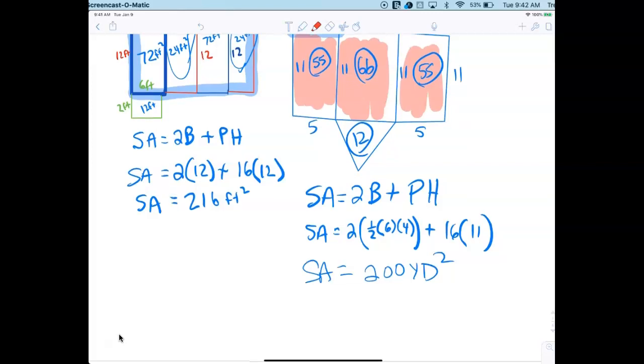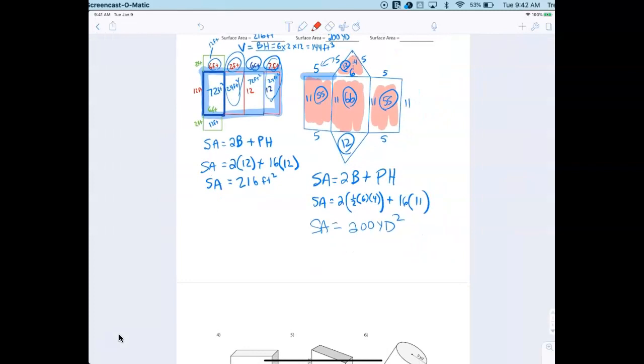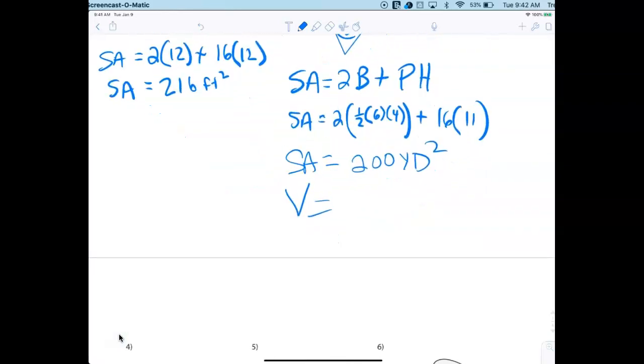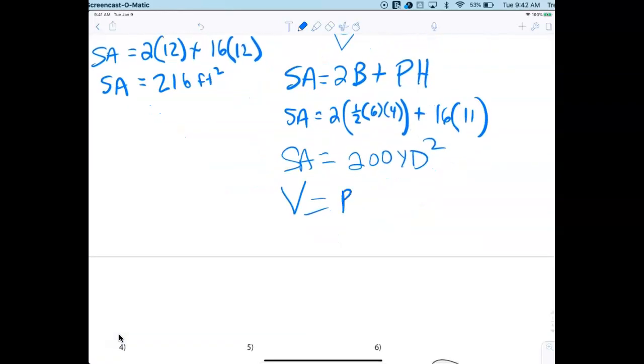Now, underneath surface area, I want you to write V, volume. All right, because we can do better on volume. Volume is the area of the base times the height. Volume equals. Now that we've said it enough, what is the area of the base? 12. Come on, we've already done the area of the base. 12, guys.